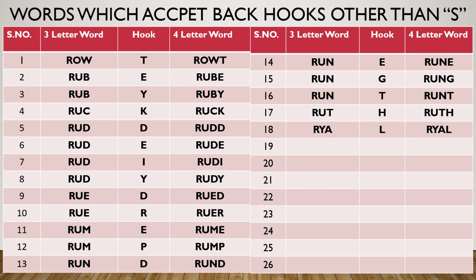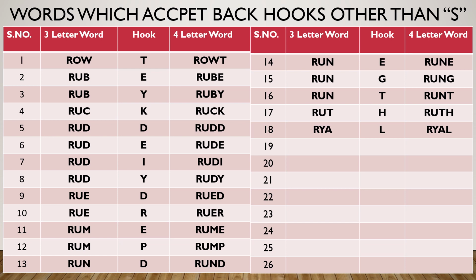And this is the last slide. ROW makes ROWT with T. RUB accepts E, RUBE is the four-letter word, and Y, RUBY. RUC accepts just K as a back hook, making RUCK. And RUD accepts D, E, I, and Y, making RUDD, RUDE, RUDI, and RUDY.